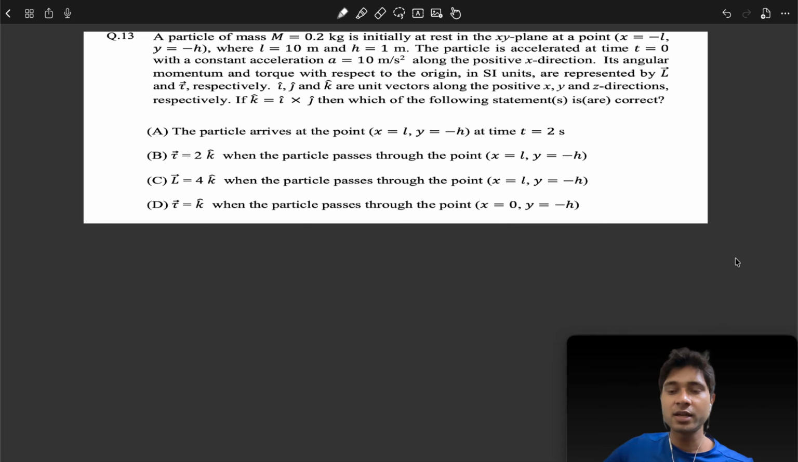This question was asked in 2021 and it was multiple correct type. So one or more options could be the right answer. Okay, so let's try to solve this.